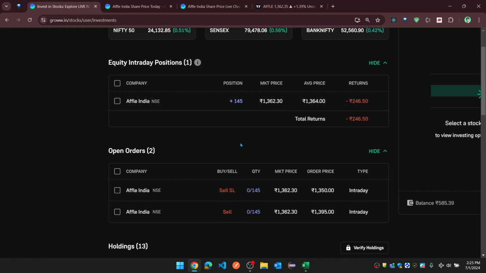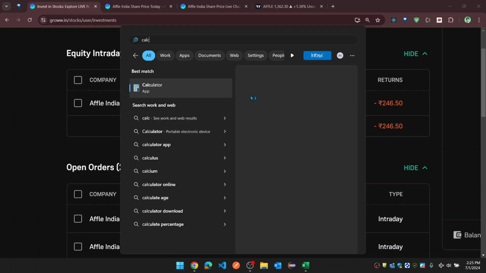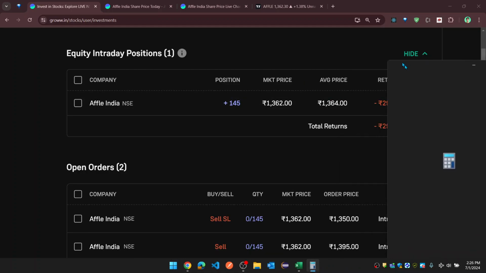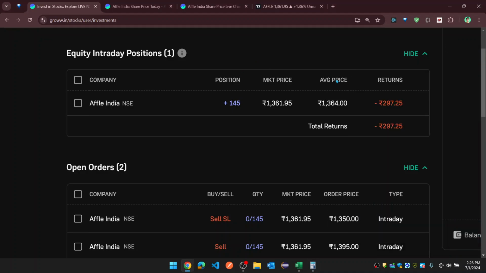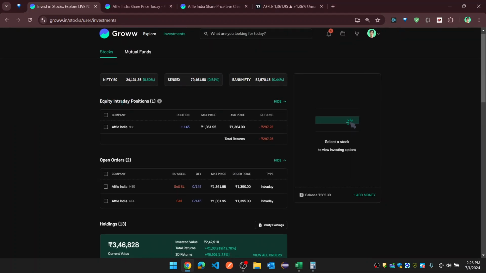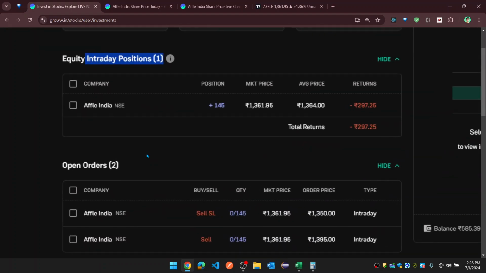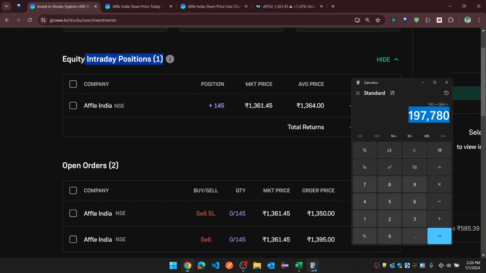If I tell you about the total amount that I have invested here, let's do the simple maths. As you can see, I have a total of 145 shares. 145, if I multiply it with the average price, this is the price at which I bought it. This is the total amount of money being used in this trade. But as you can see, this is an intraday position. In this position I'm getting the option of using leverage. So I'm getting a leverage of 5x.